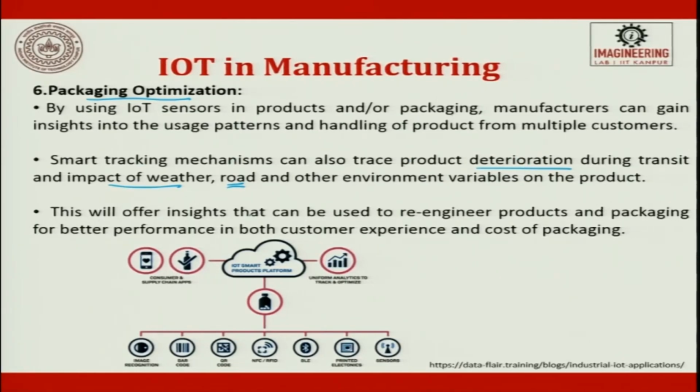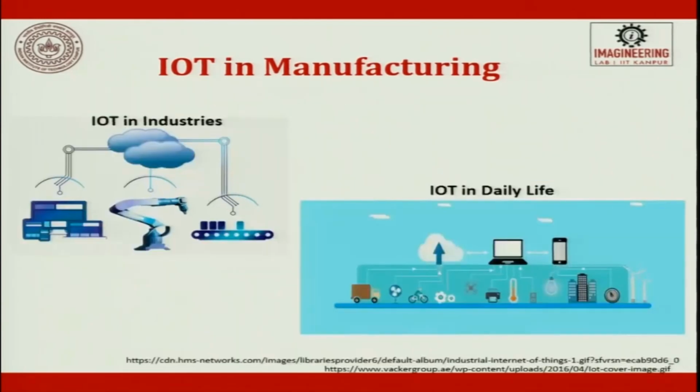This will offer insight that can be used to re-engineer product and packaging for better performance in both customer experience and cost of packaging. So, look at how interesting it is. Today, if a product is sold to a place where there is more humidity, then accordingly you will plan and design the products for that particular area with some modifications. It can be paint modifications or it can be package modifications. So, this is how it is. So, you have cloud computing attached, company is attached, packaging is attached, and the assembly is also attached.